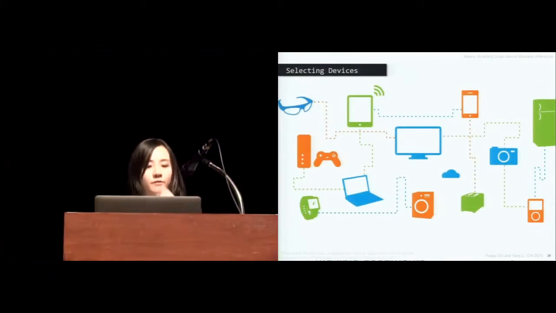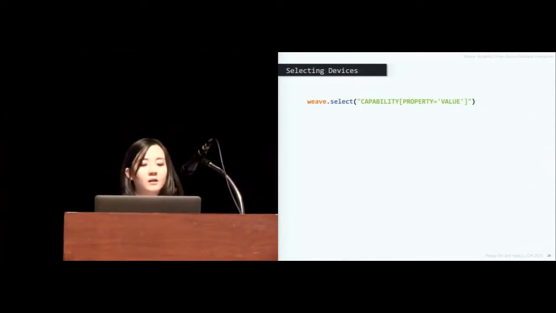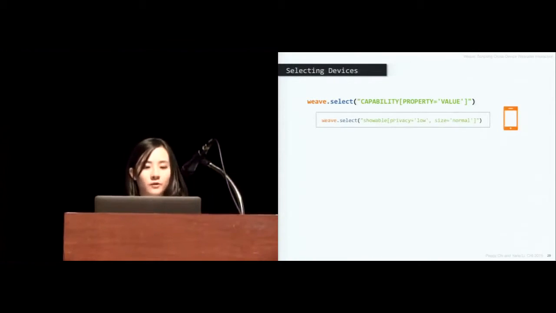It is challenging for developers to cover various types of devices and their combinations that might occur at runtime. A framework should enable flexible selections based on their high-level input and output resources. With Weave, a developer selects target devices using this select clause. So for example, to find a device that can be seen by others, the developer can specify the device to have a display which is showable and its privacy level to be low with an average screen size. A smartphone in this case will match this criteria.